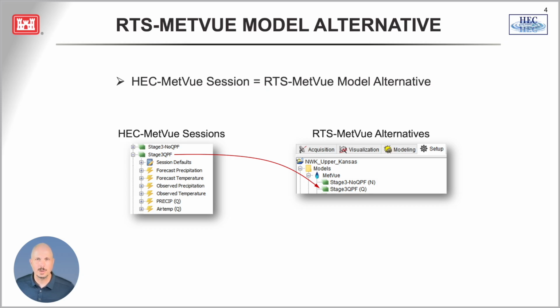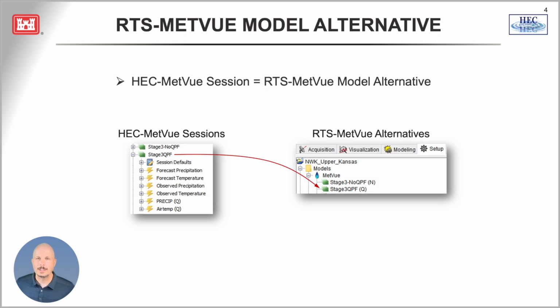Each RTS-MetVue alternative needs to be assigned a key, either a number or a letter, to distinguish between the output datasets from each alternative. For example, a MetVue model alternative intended to use a quantitative precipitation forecast, QPF, can be assigned a model alternative key of Q. On the other hand, another MetVue model alternative not intended to use a QPF would be assigned a different key, such as a 0 or an N for no QPF.